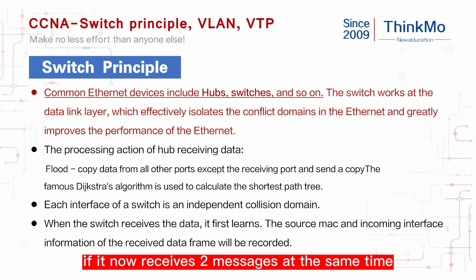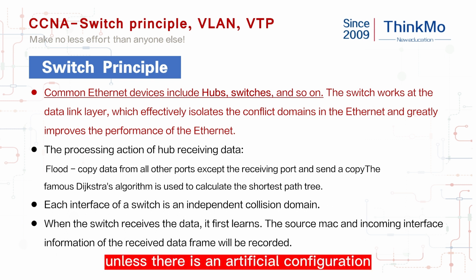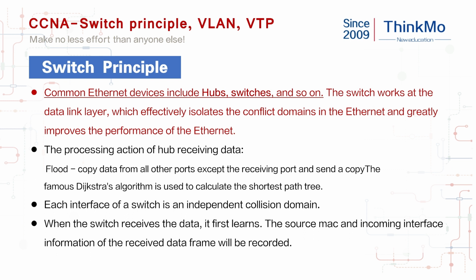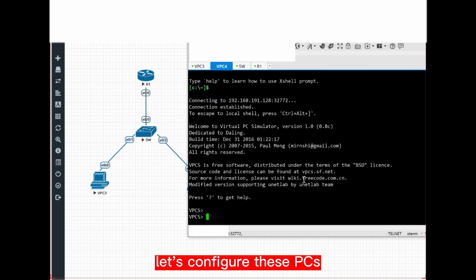If it now receives two messages at the same time, then it will choose the first, not the second, because there is no need. Unless there is an artificial configuration, and it doesn't want to use DHCP anymore, it will release this address. Okay. Let's configure these PCs.